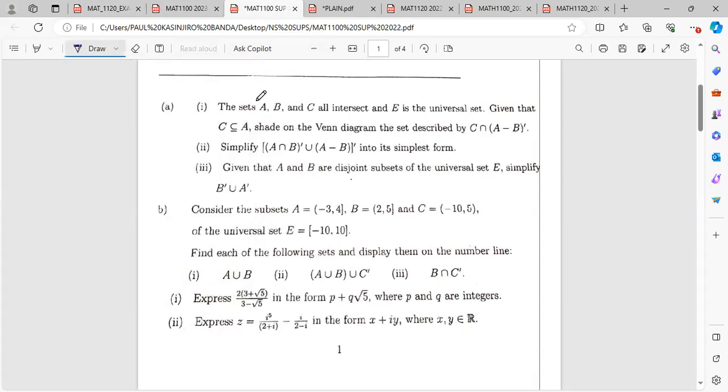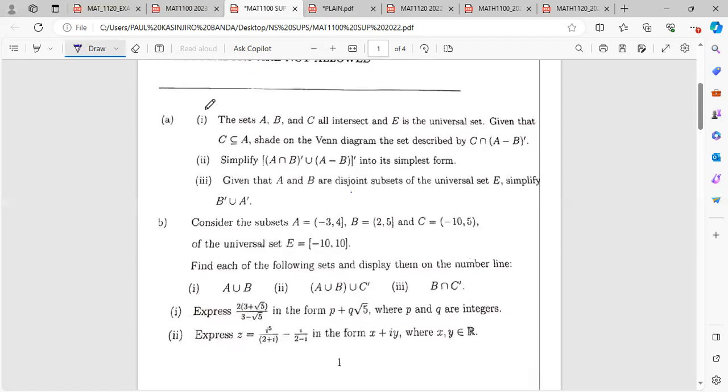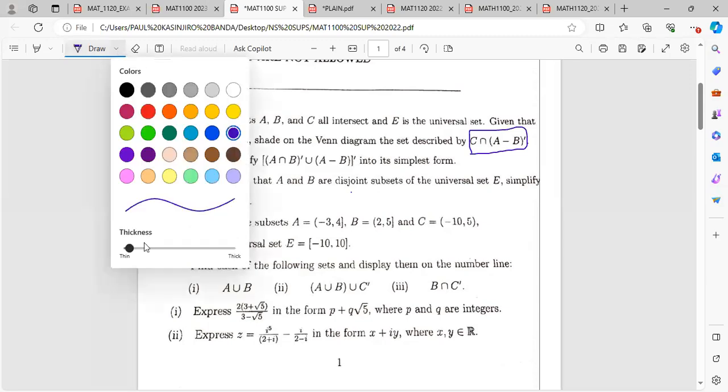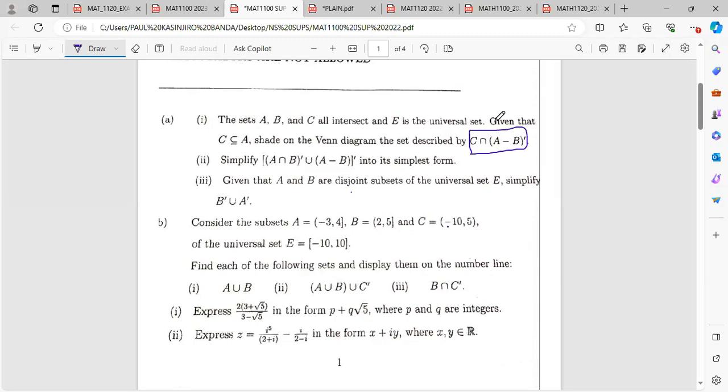All right. So here, question 1. You can see this question here is saying sets A and B and C all intersect, and E is the universal set. Given that C is a subset of A, shade on the Venn diagram the set described by this here that I've given. Okay, so we are shading this set based on the information that you've been given here on top.